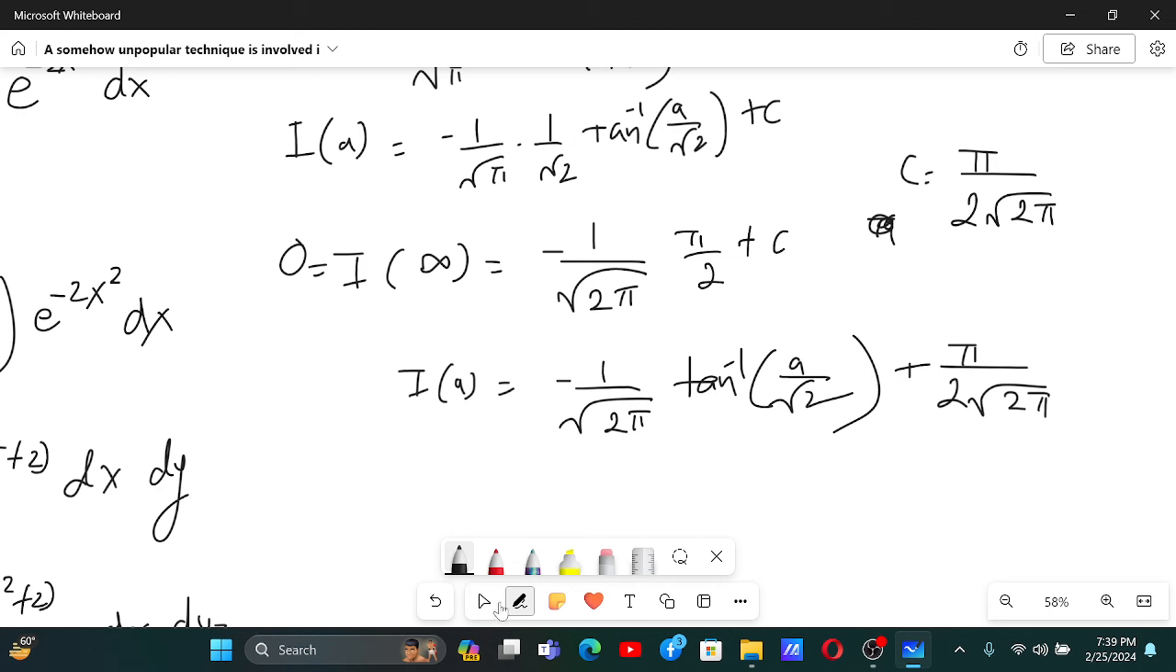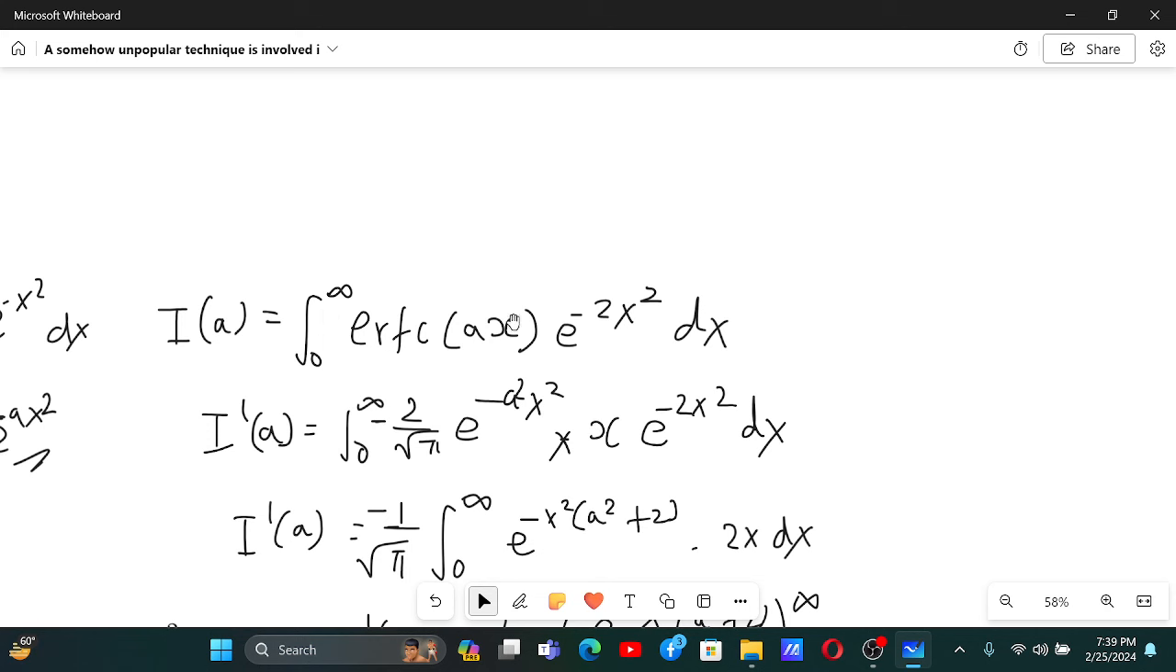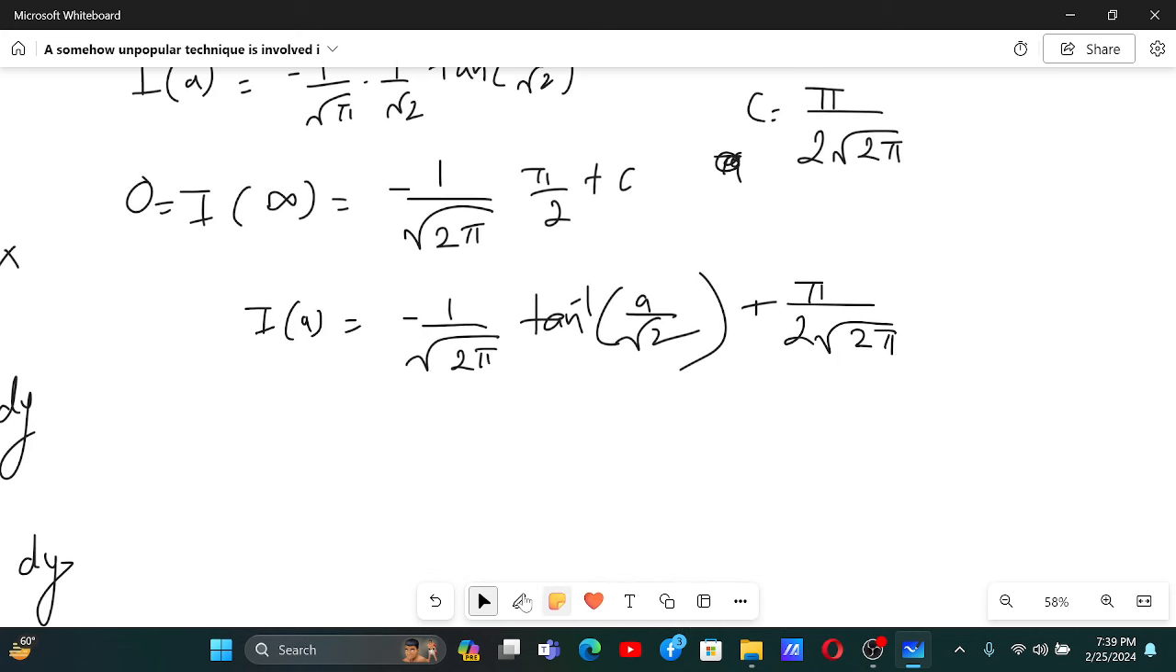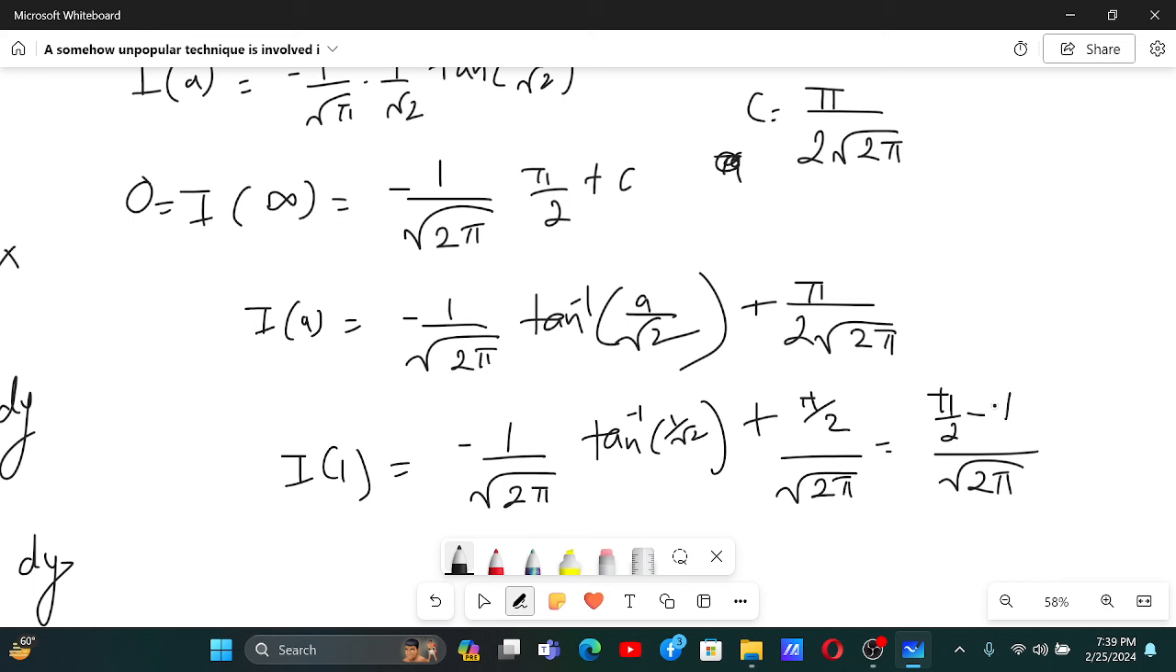Now the answer is actually I of a with a equal to 1. So substitute a as 1. You get I of 1 as minus 1 by root 2 pi tan inverse 1 by root 2, plus pi by 2 by root 2 pi. Now I can take root 2 pi as common, and this will be pi by 2 minus tan inverse 1 by root 2.